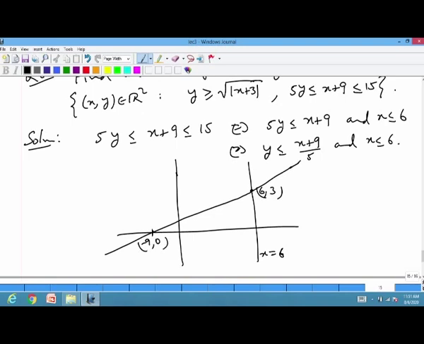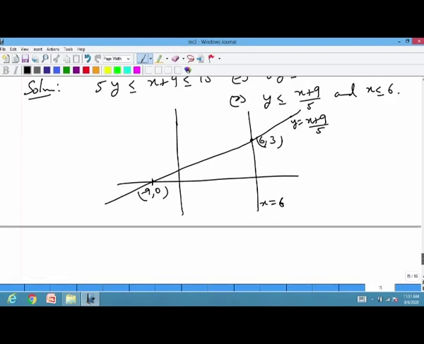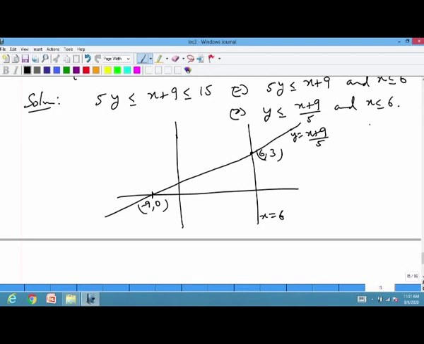This is the straight line y equal to (x plus 9) by 5. So, y is less than equal to (x plus 9) by 5 is the region below this line, and x less than equal to 6 is the region to the left of the line x equal to 6. So, this gives this region which is bounded between this.